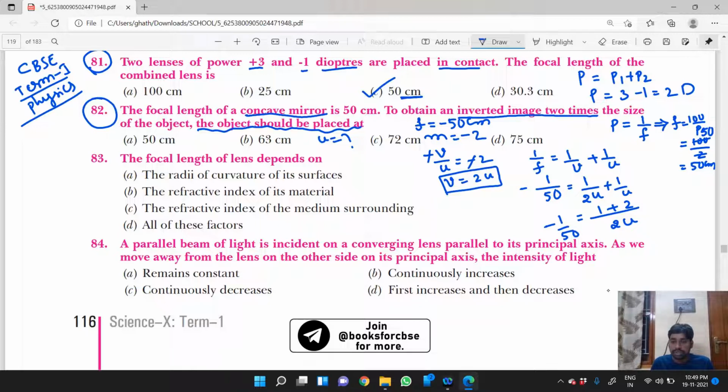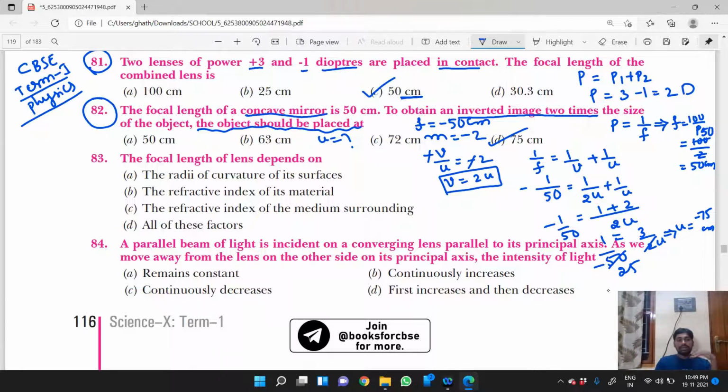Hence we can write 3 by 2u is equal to 1 by minus 50. So 2 into 50, how many times? It is 25 times. So we can write u as 25 times 3, which is 75, minus 75 centimeters. So the object distance is minus 75. It indicates the object is placed in front of the reflecting surface.